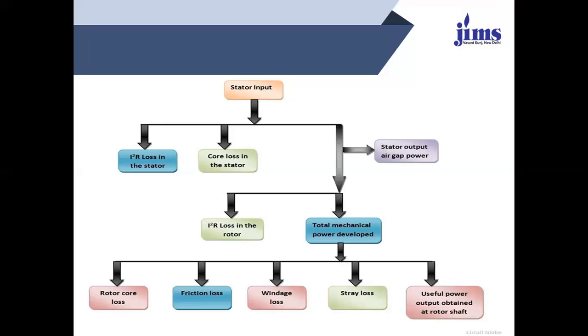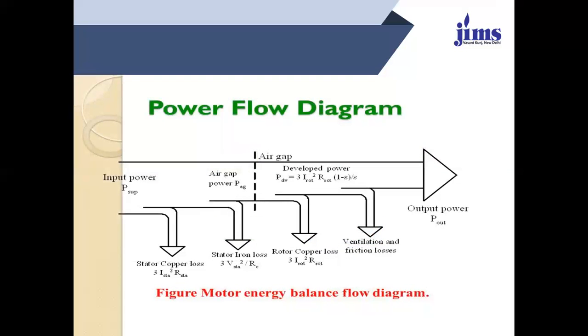After these losses, we move towards the useful power output obtained at the rotor shaft. This is the power flow diagram, and it is indicated in the form of a figure. There is the input power which is supplied from the stator side, and there is the stator copper loss.